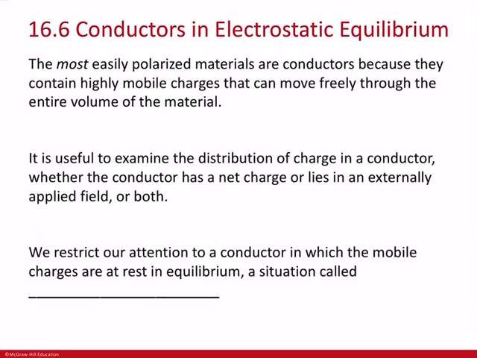And then we're on the very last bit here. It's saying conductors in electrostatic equilibrium. So polarized materials are when you've got poles, right? So you've got these positives, negatives. They're conductors because they contain highly mobile charges, meaning that those electrons can flow freely through. And that's pretty cool to me, I think.